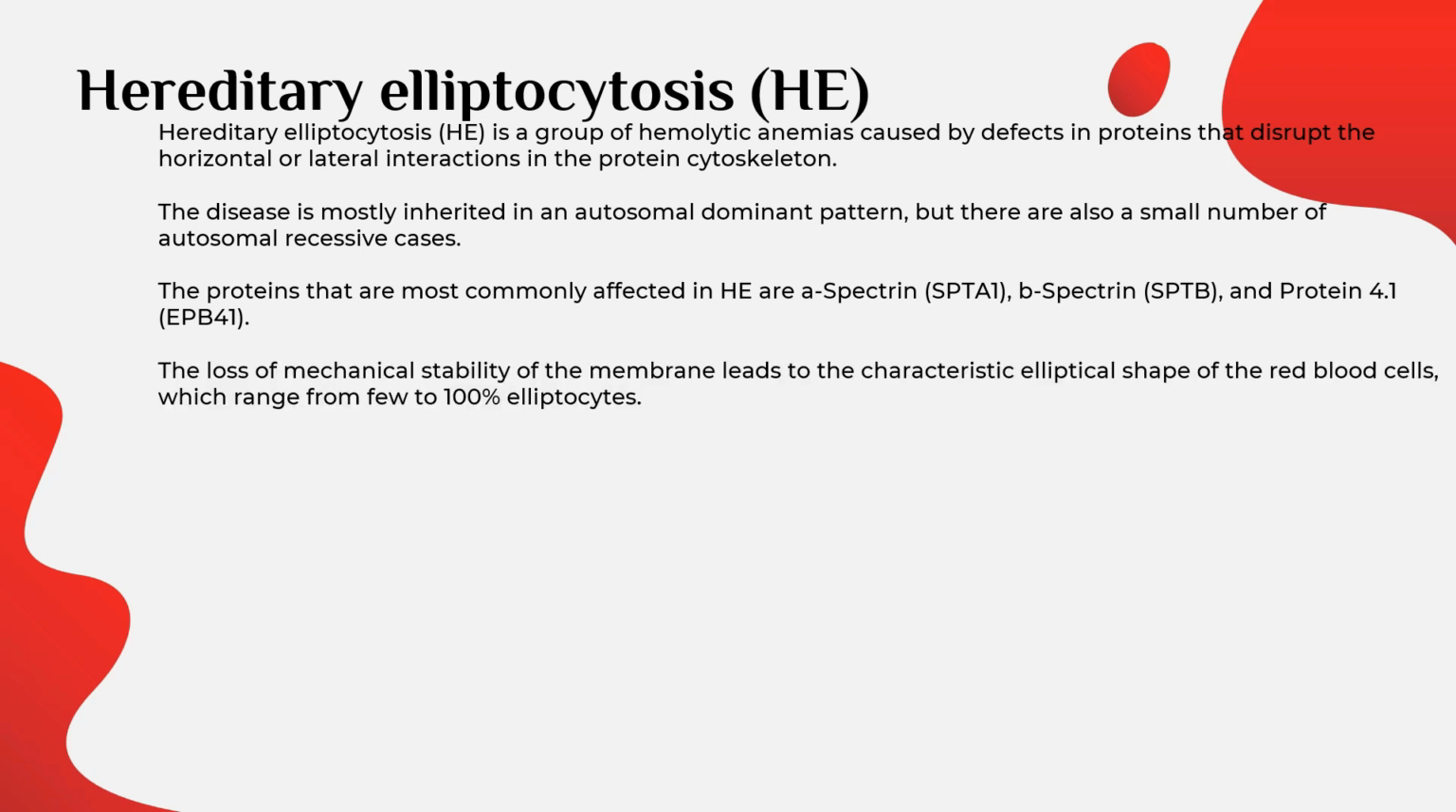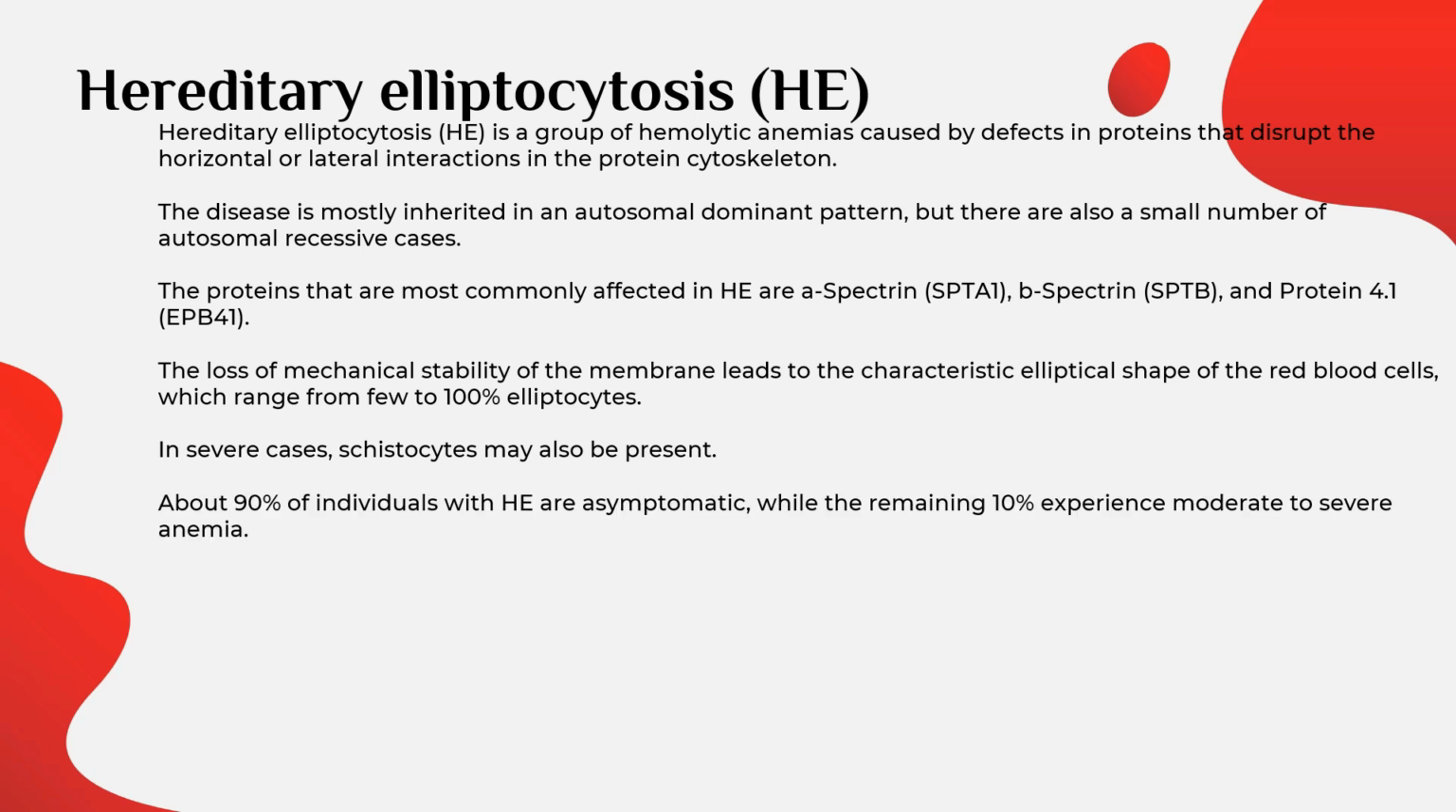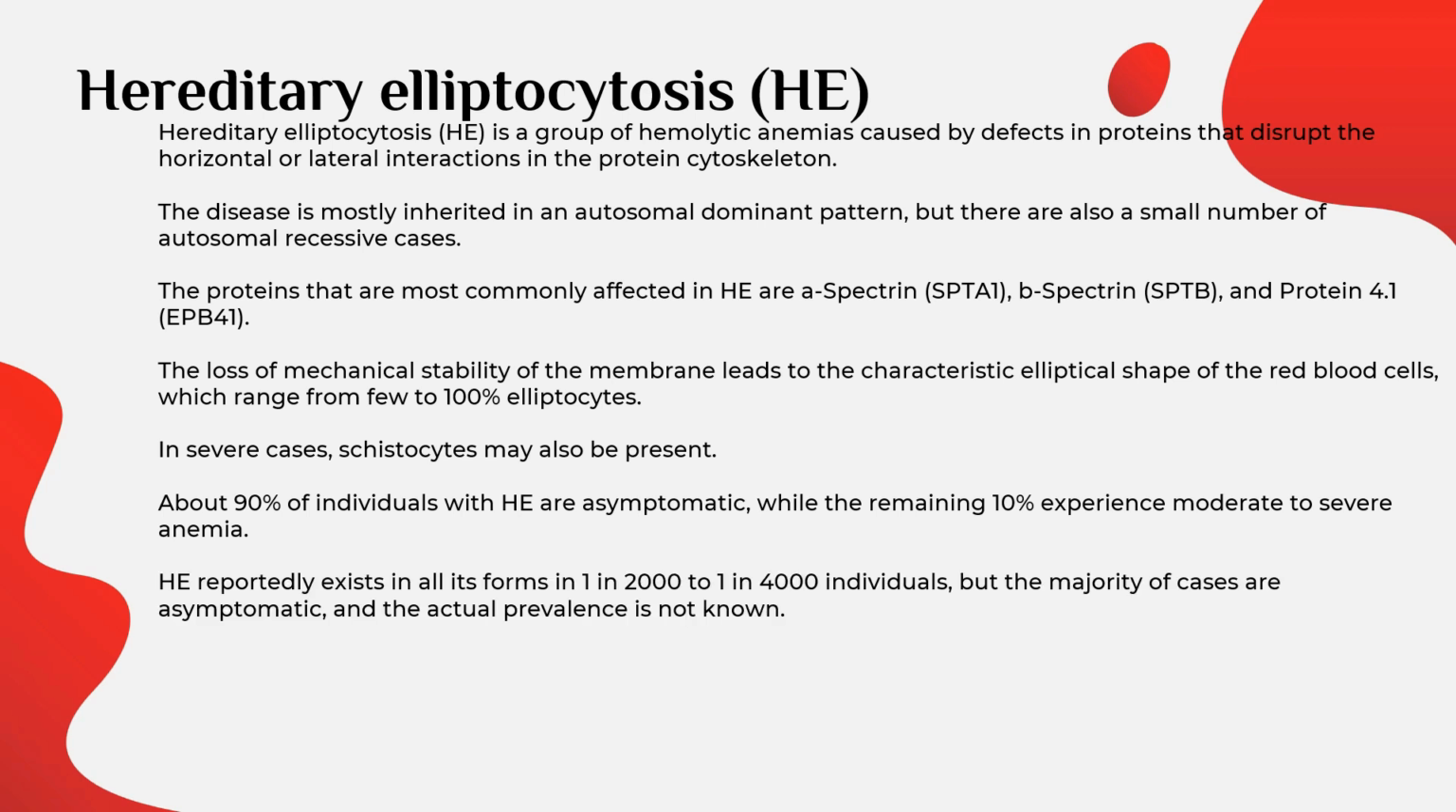The loss of mechanical stability of the membrane leads to the characteristic elliptical shape of the red blood cells, which range from few to 100% elliptocytes. In severe cases, schistocytes may also be present. About 90% of individuals with hereditary elliptocytosis are asymptomatic, while the remaining 10% experience moderate to severe anemia. Hereditary elliptocytosis reportedly exists in all its forms in 1 in 2,000 to 1 in 400 individuals, but the majority of cases are asymptomatic, and the actual prevalence is not known.